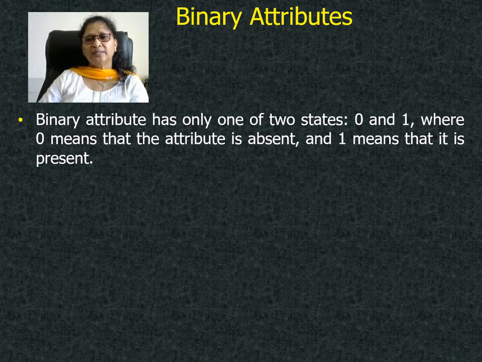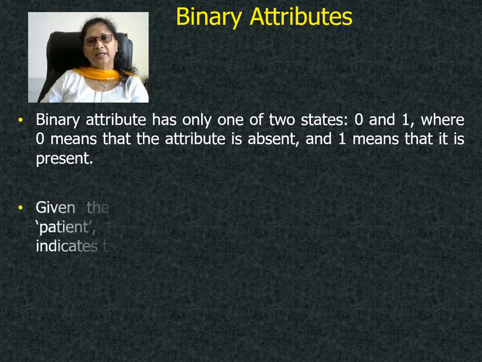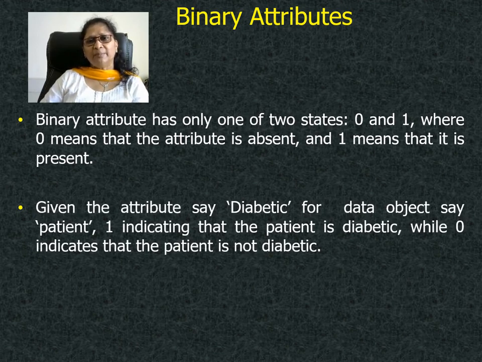A binary attribute has one of two states, 0 or 1, where 0 generally stands for the attribute being absent, and 1 means that it is present. Let's take an example of an attribute titled diabetic. For a patient, say a patient named Hemant, if we conduct a diabetic test, we have an outcome, that is a measurement, of either 1 or 0, where 1 popularly indicates that the patient is diabetic while 0 indicates that the patient is non-diabetic.